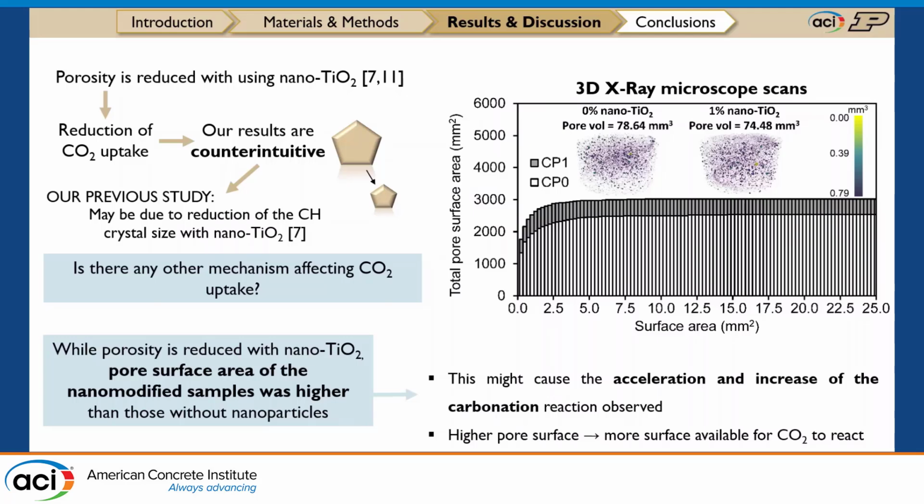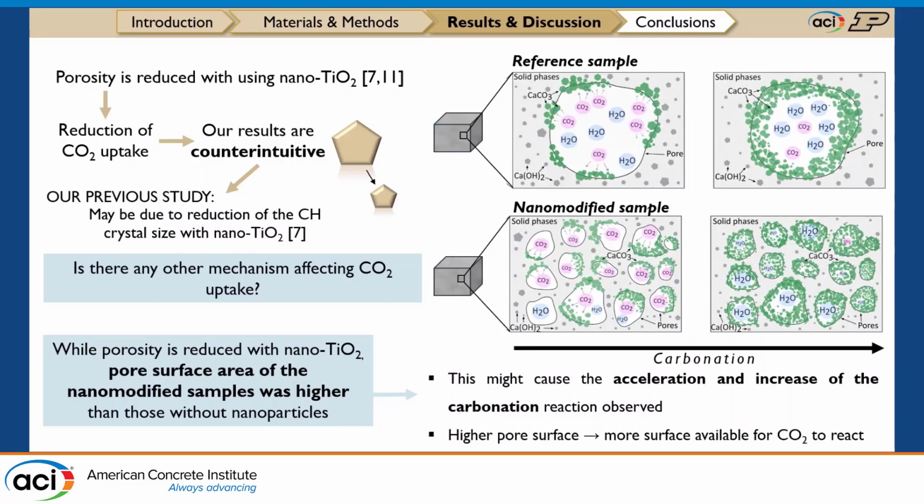As we have more surface area, we have more surface available for the CO2 to react with the hydration products in the solid matrix. And this is just an illustration of what I want to point out. Here we have on the top an example of a reference sample, and on the bottom a nanomodified sample. As you can see, even though we may have the same amount of pore volume, we do have more surface in the one below. Therefore, we have more surface area for the CO2 to react with all of the solid matrix where the hydration products are, making it more reactive.